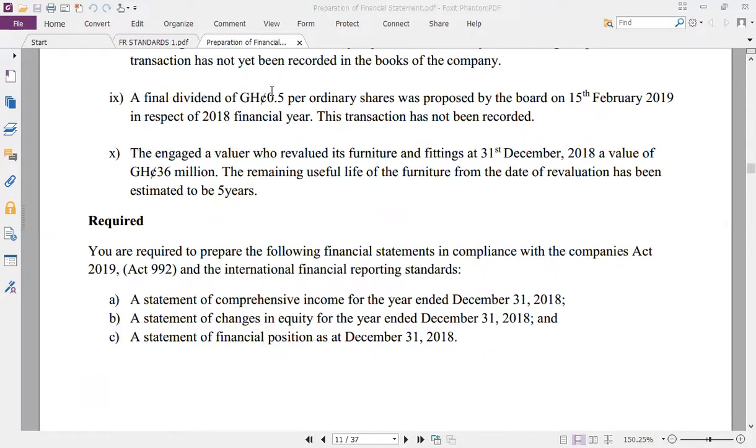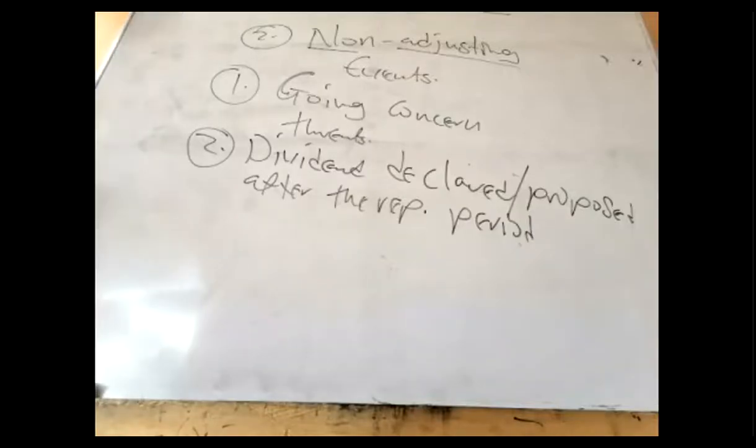Okay, so we are done with the first two examples. Look at the dividend example, because most of the exam questions are in there. Okay, so let's go to other examples of non-adjusting events.